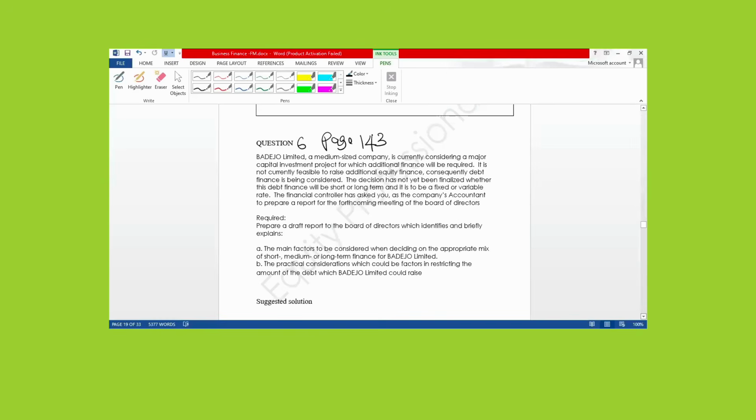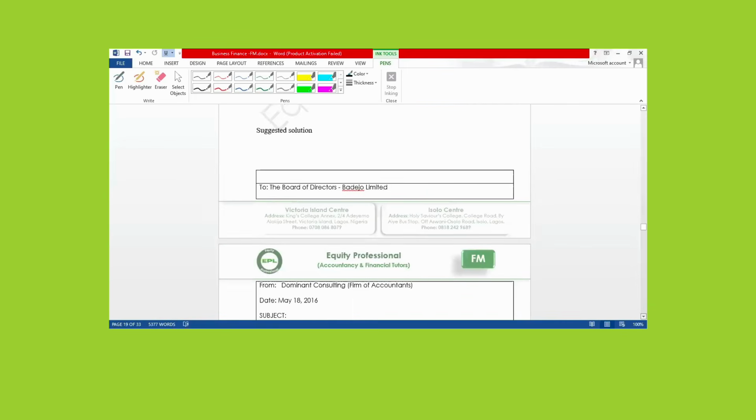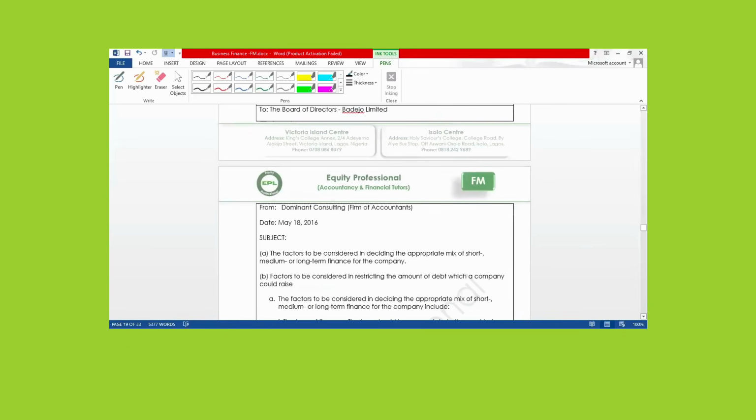Assuming you are the accountant, management asks you, should we finance this business with short-term fund or medium-term fund or long-term fund? What are the factors that will determine how to finance our business? The solution is here.